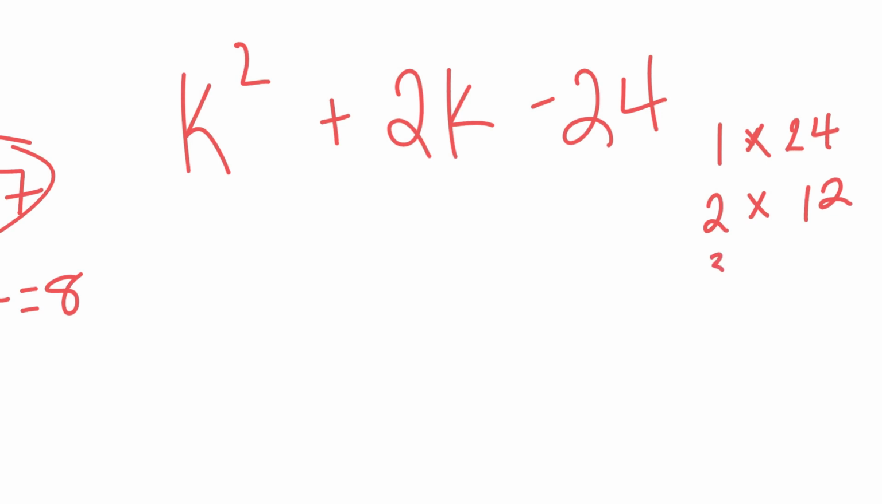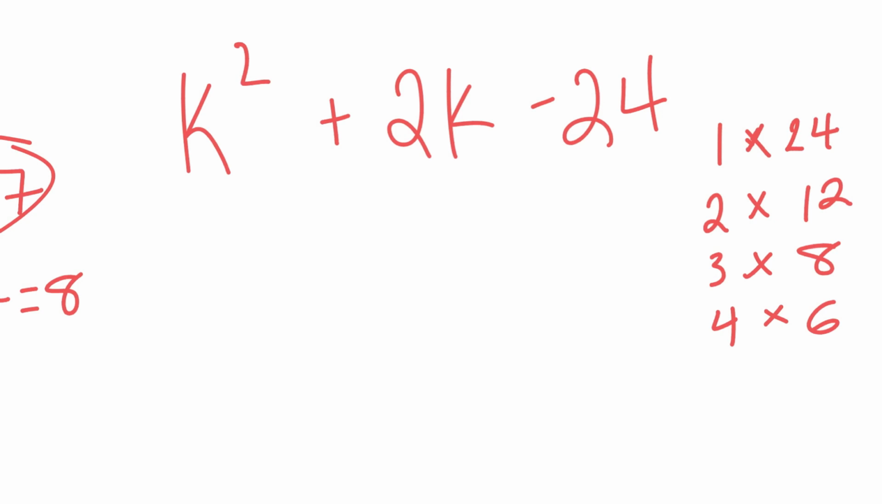So again, at 3, we have 3 times 8, 4 times 6, and then 5 can't work, and we already have a 6 here. So the beauty of doing it this way is that we not only get all of our factors, but we can definitely tell when we're done, because the moment that we start repeating numbers, that means that we've already tried everything that's possible. So I have 1 and 24, 2 and 12, 3 and 8, and then 4 and 6. I want to figure out a combination that's going to give me a positive 2.